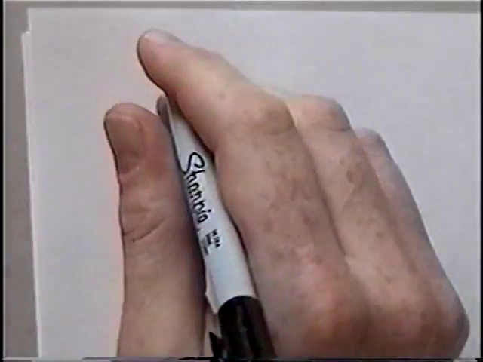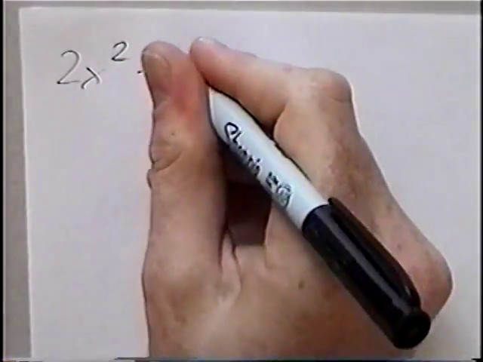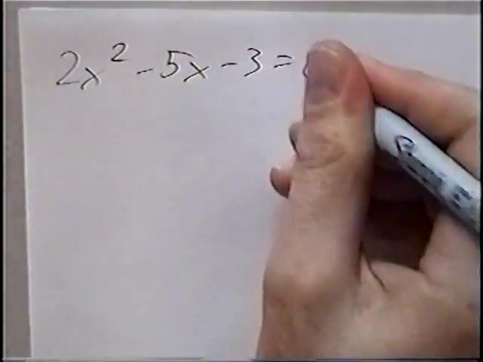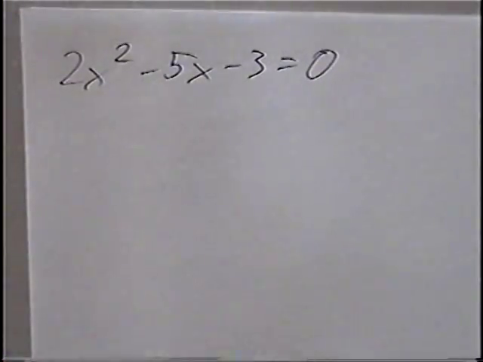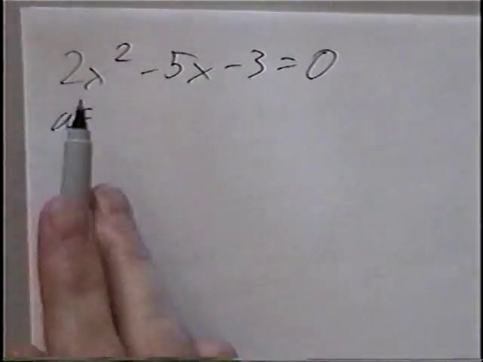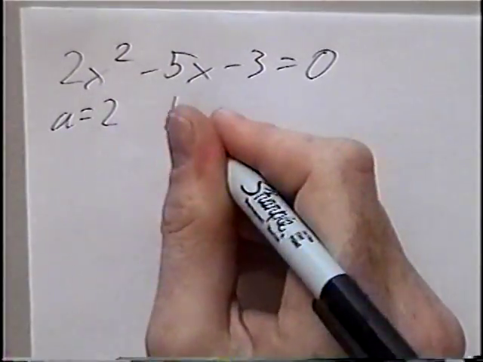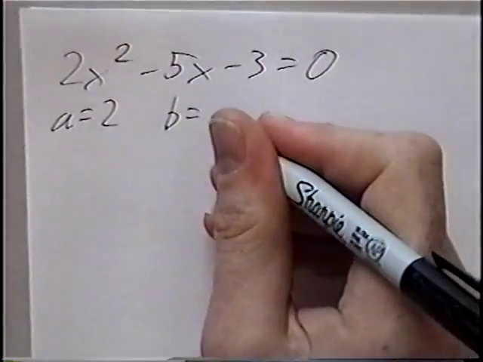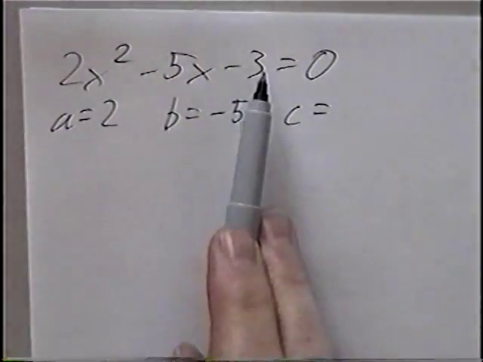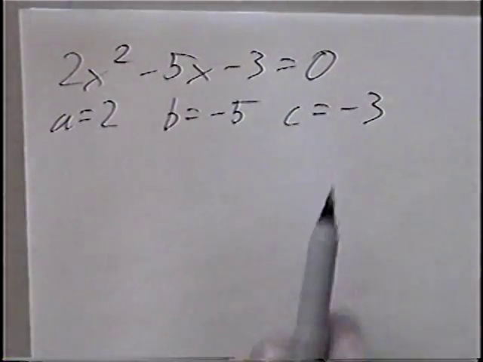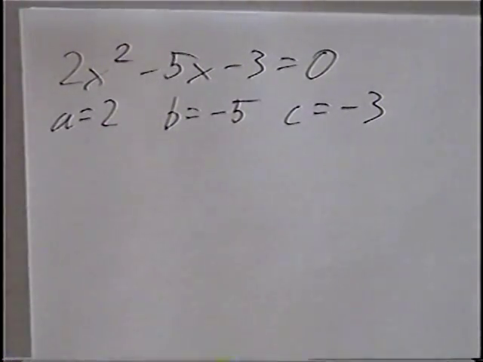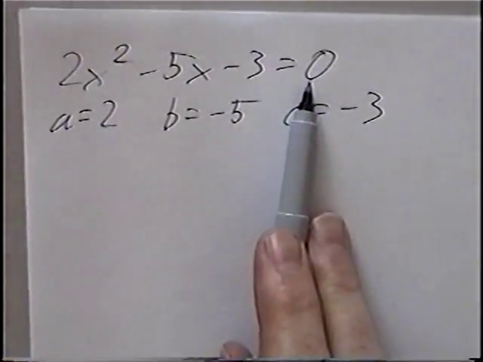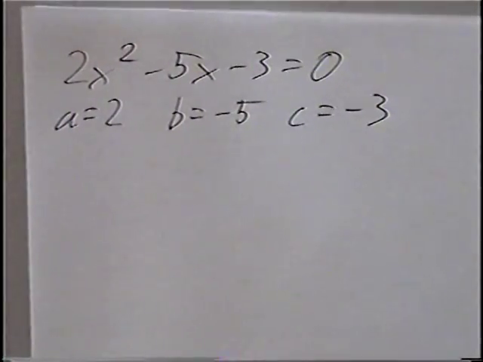Second question, and last question for this section, will be 2x squared minus 5x minus 3 equals 0. Again, the three numbers we'll use: A, the number in front of x squared; B, the middle number in front of x; and C, the last number. And make sure to include any minus signs or negative signs with the numbers. And also the equation always has to equal 0. If it doesn't equal 0, you have to make it equal to 0 first.